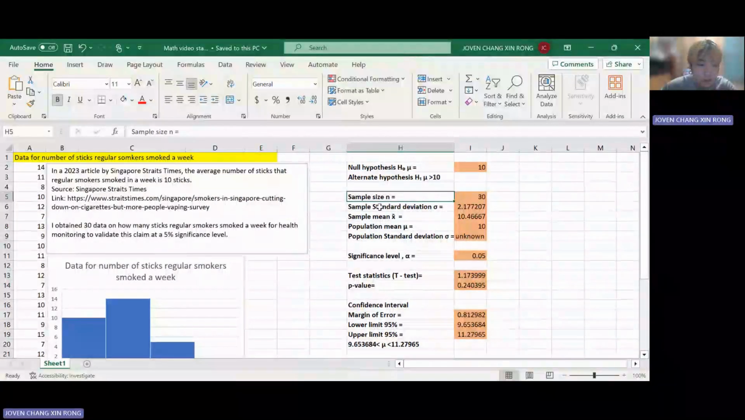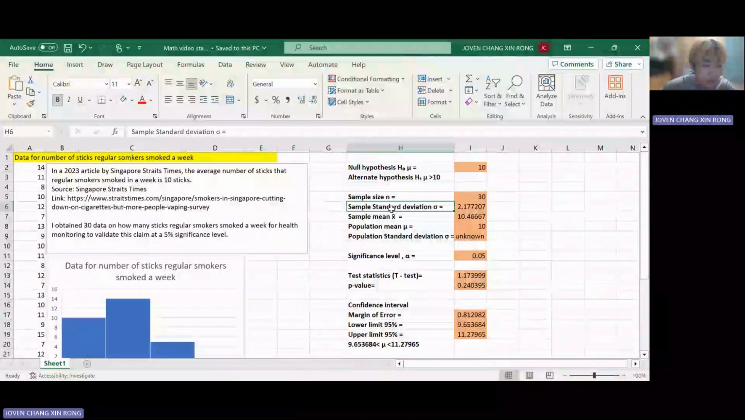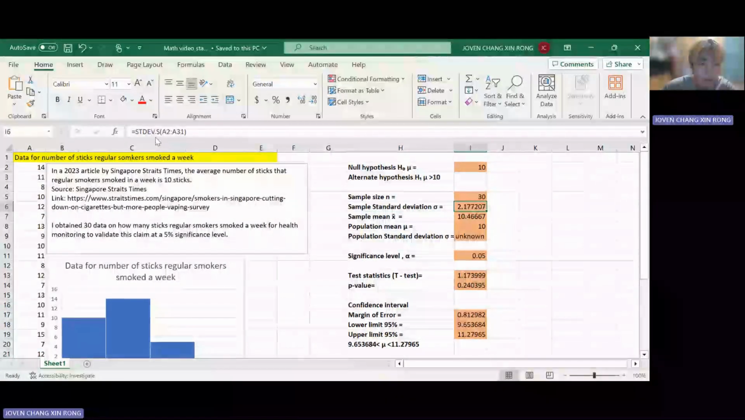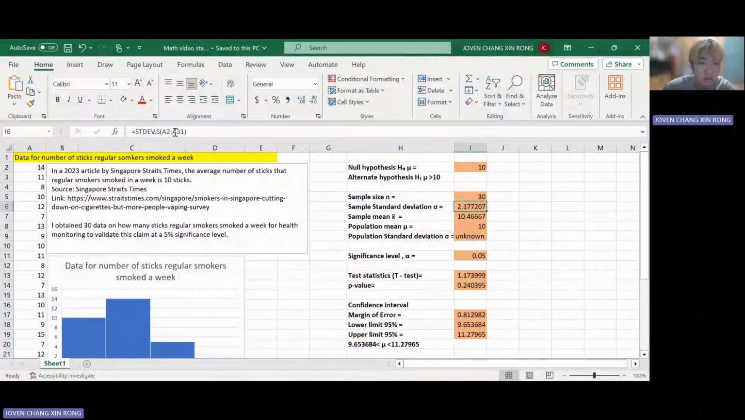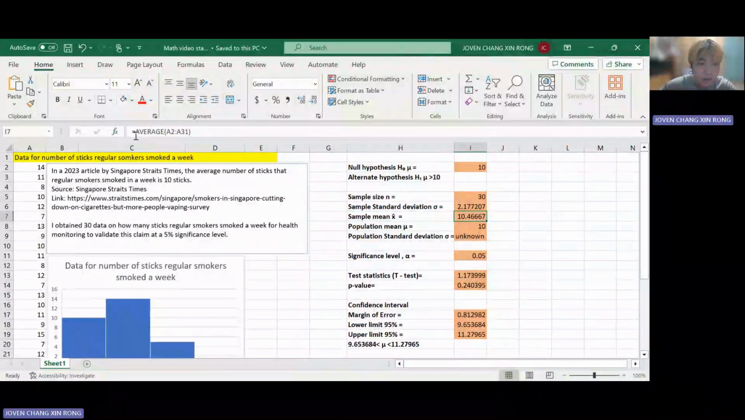This is my sample size, referring to the 30 data I have gathered. Next is my sample standard deviation, which is to measure the amount of variation of data gathered by using the formula equals STDEV.S(A2:A31), which is the data I gathered. For the sample mean, I use the formula equals AVERAGE(A2:A31) to find out the average of the 30 data that I have gathered.